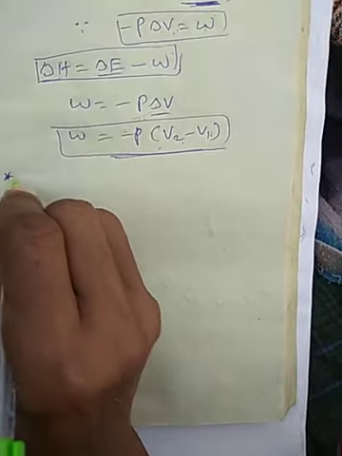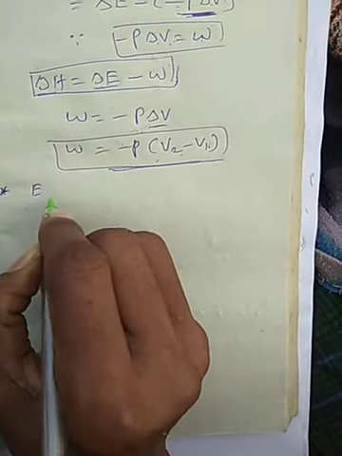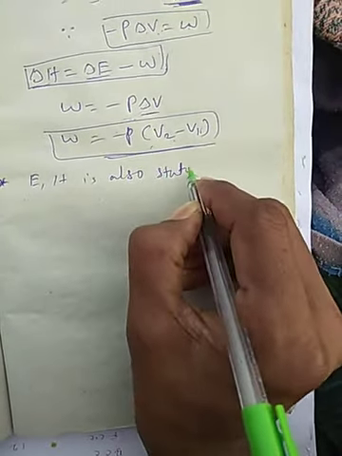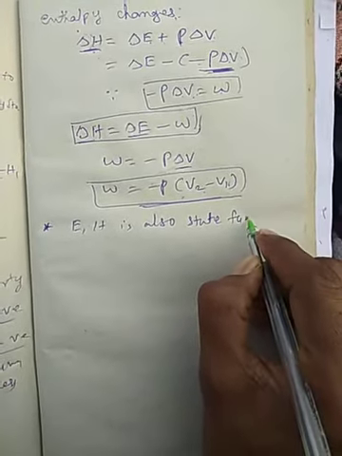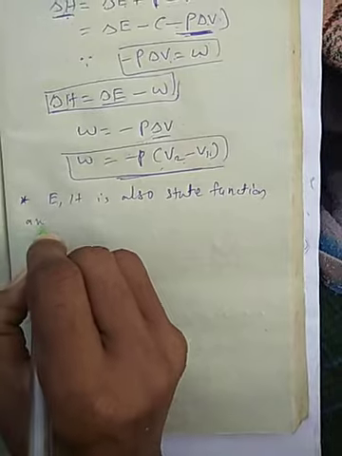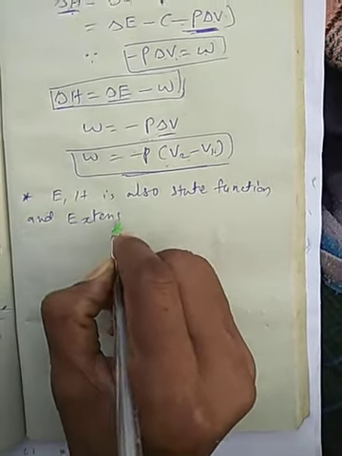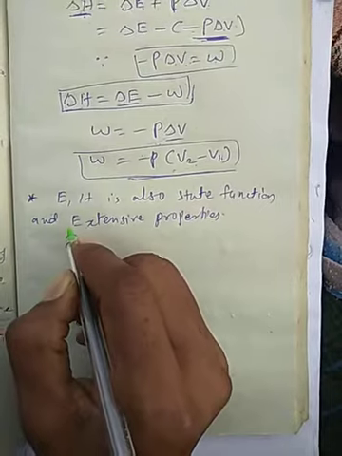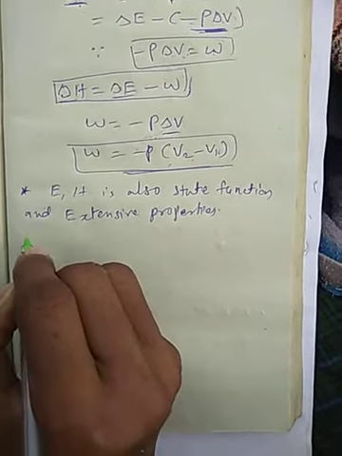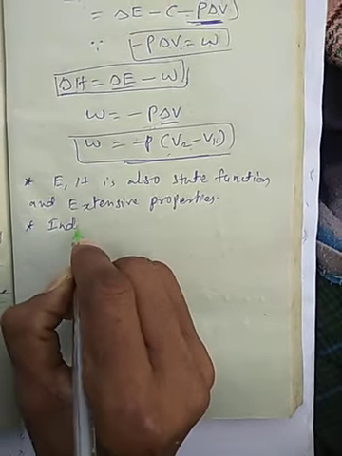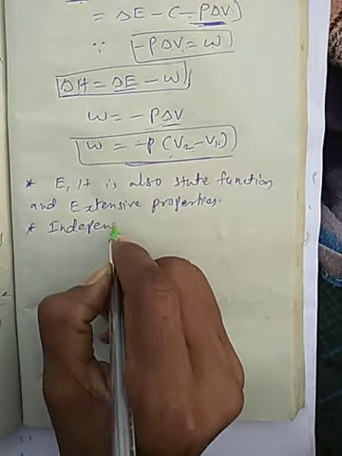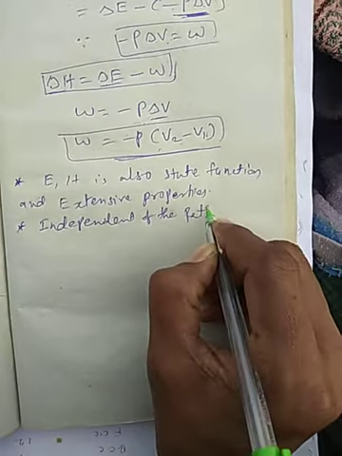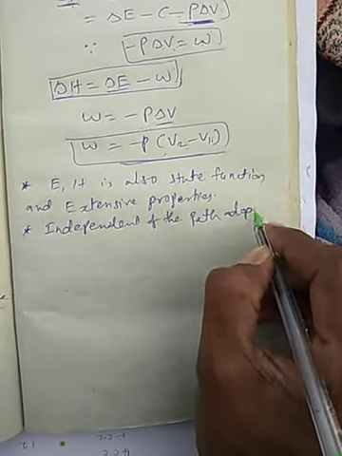Now in these cases, E and H are also state functions and extensive properties, independent of the path adopted.